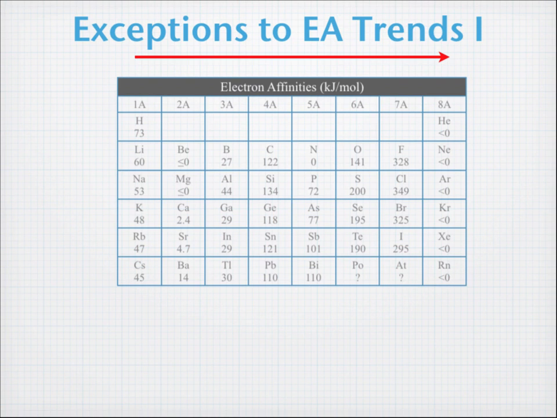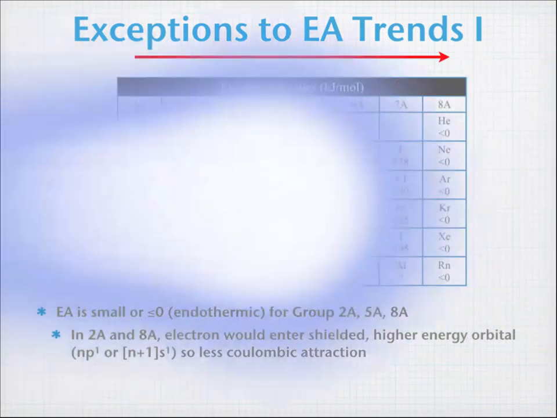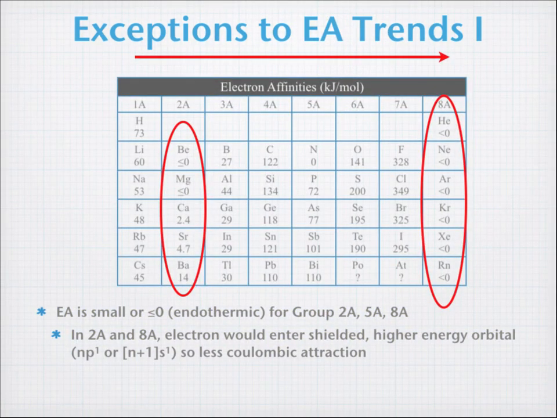Now remember, negative means that the enthalpy change is positive, which means it's not favorable to put that electron into the atom. So where is that electron affinity negative or 0? There's 2 places that are of interest to us. The first is when you are going from the 2A to the 3A.